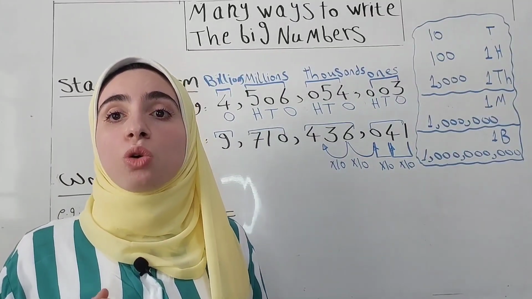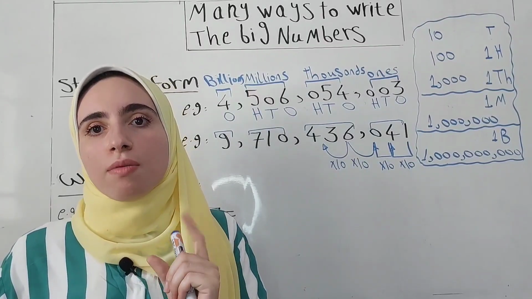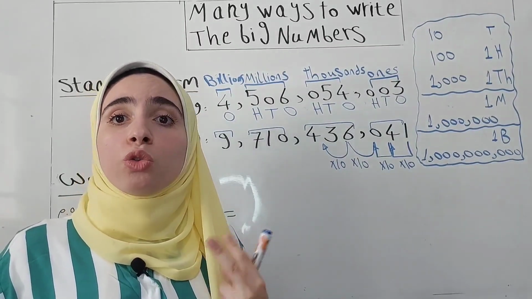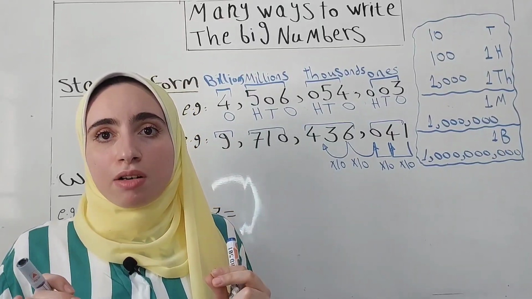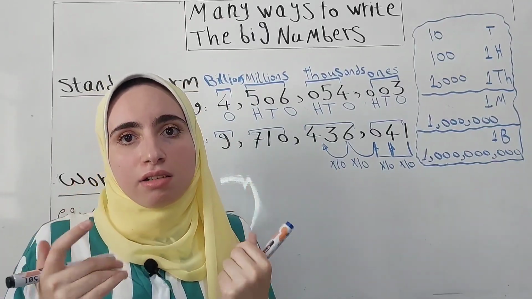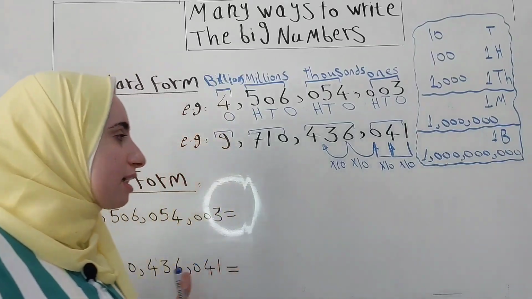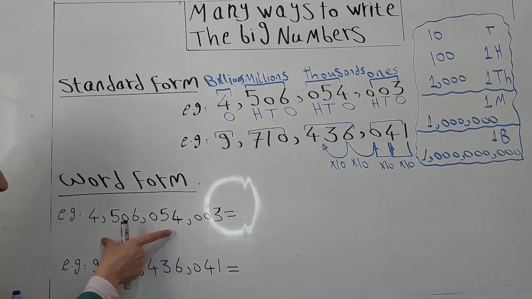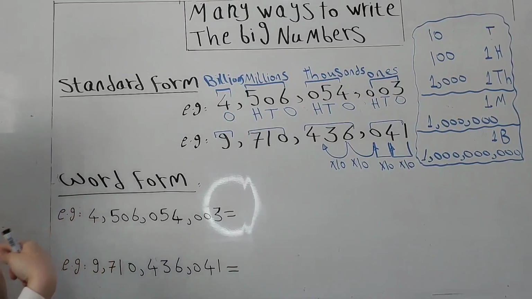The second one is called word form. What is the meaning of the word form? Word form, we write the number by using letters. Let's take a given example. We need to write this number from the standard form to the word form.